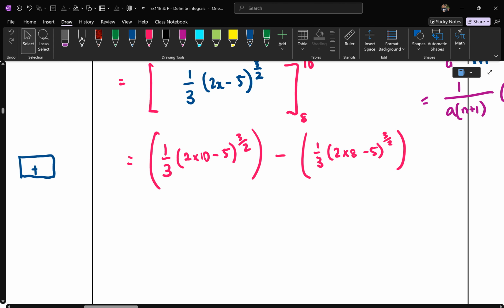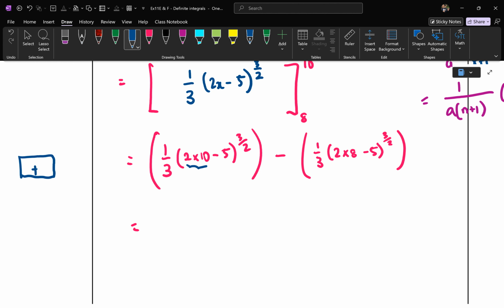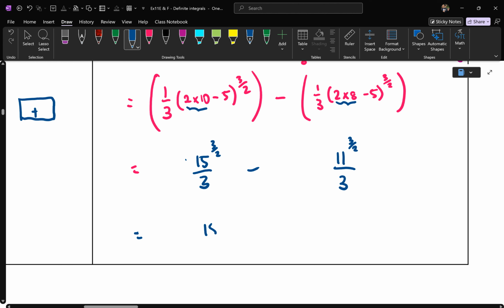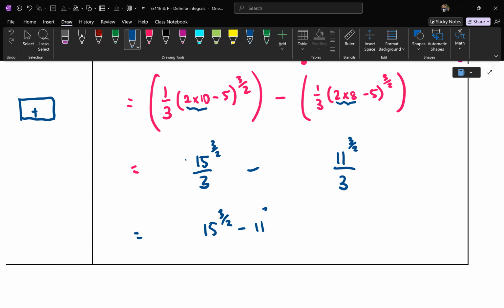I hope this works out nicely. Has anyone done it? Does it work out nicely? No? All right, let's try. Doesn't look like it will. 2 times 10 is 20. 20 minus 5 is 15. So we've got 15 to the power of 3 on 2 over 3. Take away 2 times 8 is 16. 16 minus 5 is 11. So I got 11 to the power of 3 on 2 over 3. I guess you can write 15 to the 3 on 2, take away 11 to the 3 on 2, all over 3.